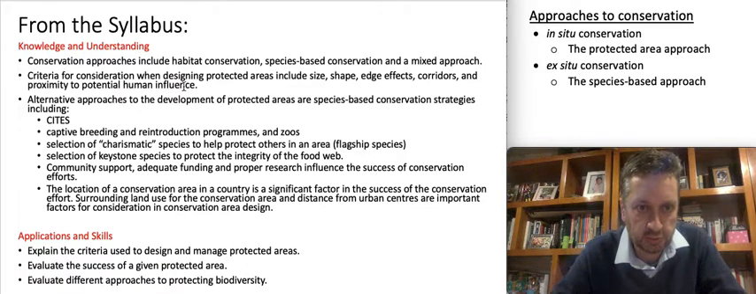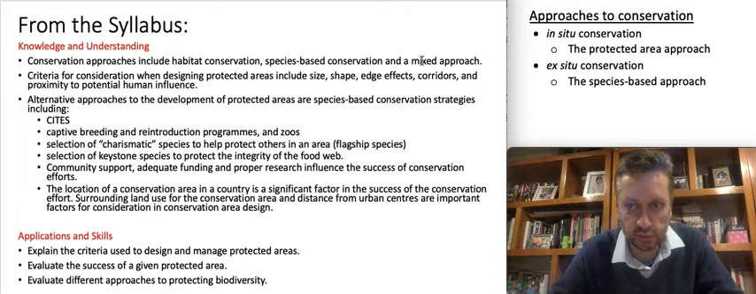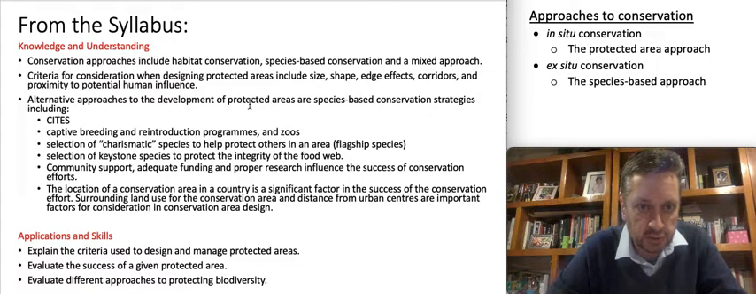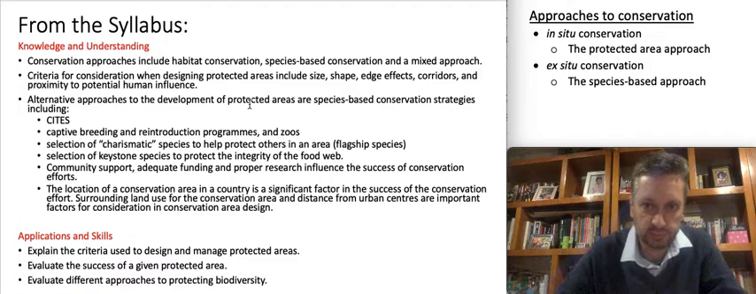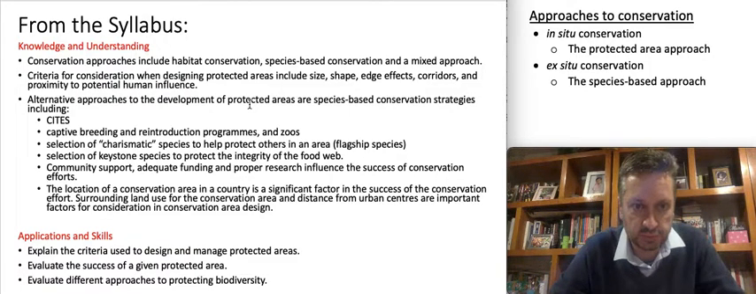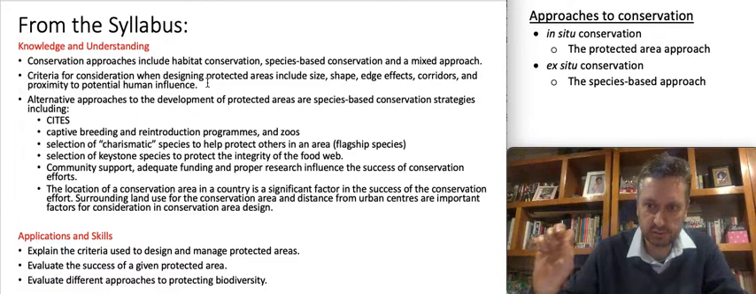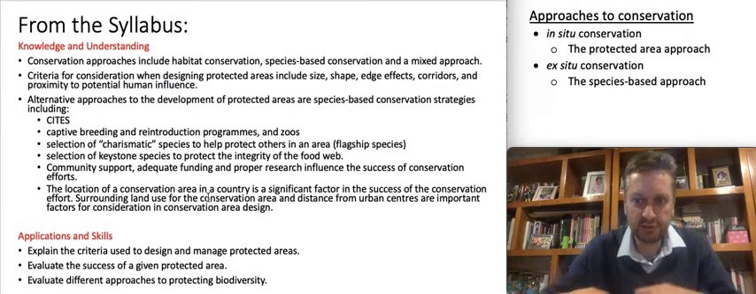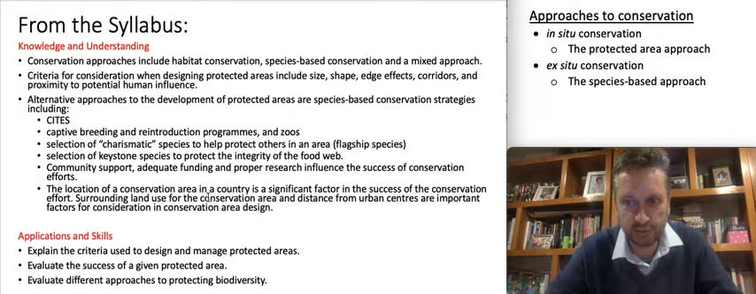So conservation approaches include habitat conservation, or what I've called the protected area approach, or species-based conservation, or both together, a mixed approach. Then it says the criteria for consideration when designing protected areas include the size, shape, edge effects, corridors, proximity to human influence. I won't say much about that now because I'll go through each of those ideas in a little bit of detail. And then finally, this is where I think I refer to a scattergun approach.